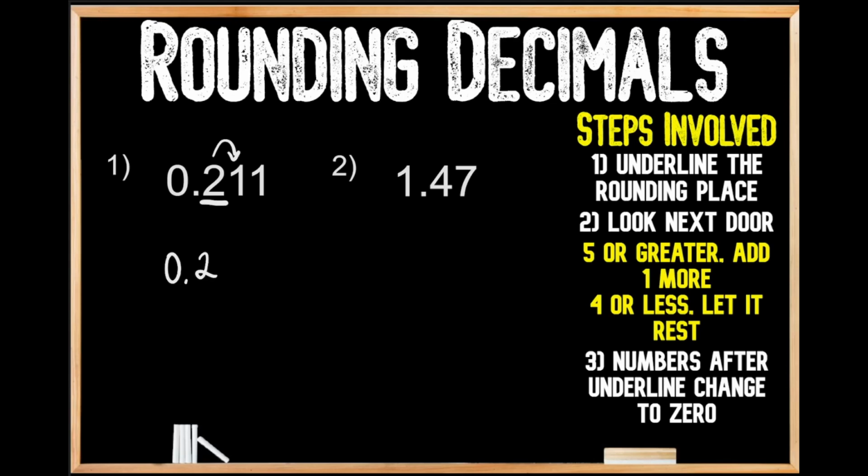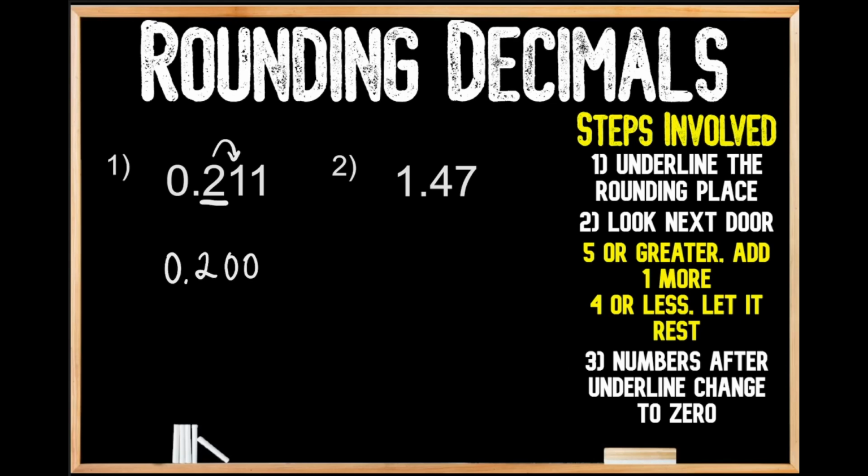But what do we do with the other numbers here that are to the right of the place that we were rounding? Well, as we can see in step number 3, all the numbers after the underline are going to change to 0. But whenever we're working with decimals, whenever we have a 0 that's to the right of the decimal, we don't actually have to include that because those zeros here are just placeholders. They don't actually change the value of the decimal.